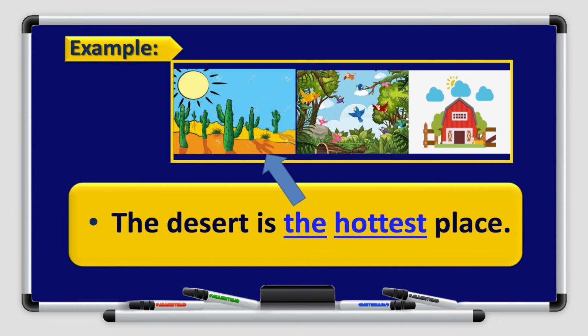Let's see a few examples here. Take a look at this picture, please. What can you see? The desert is the hottest place. There is nothing compared to the desert in these photos. The desert is the hottest place.